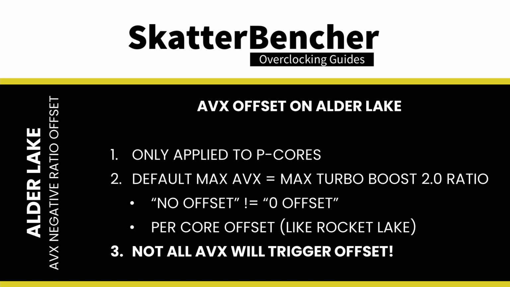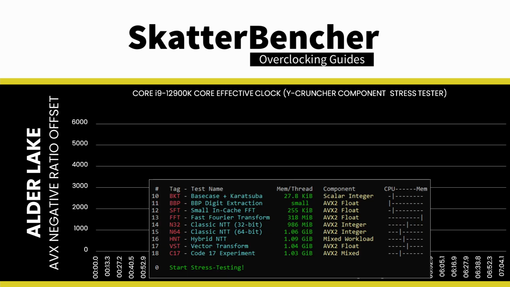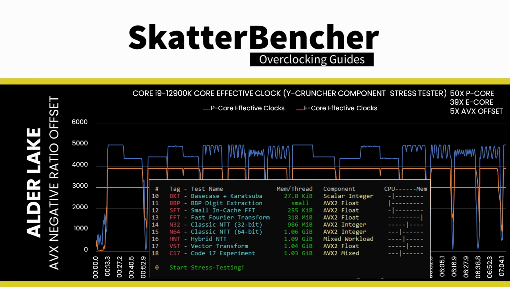We can demonstrate this new behavior using y-cruncher. We ran the y-cruncher component stress tester to run a variety of AVX workloads on the 12900K. We configured the 12900K as follows: 5 GHz for the P cores, 3.9 GHz for the E cores, and an AVX offset of 5 bins. Then we used HWiNFO to monitor the effective clock during the benchmark. During the y-cruncher workloads, we see that during the BKT, the P-core effective clock frequency is 5 GHz.